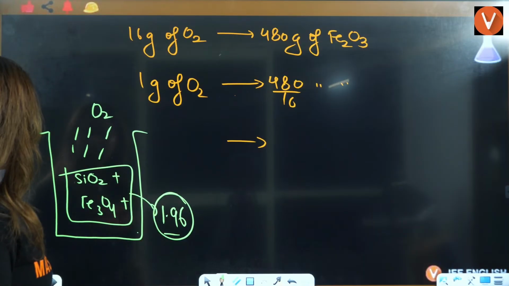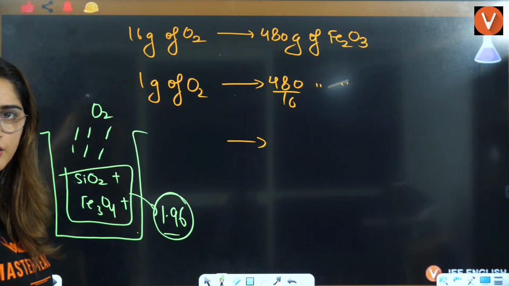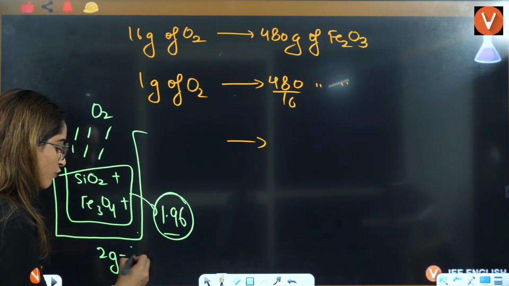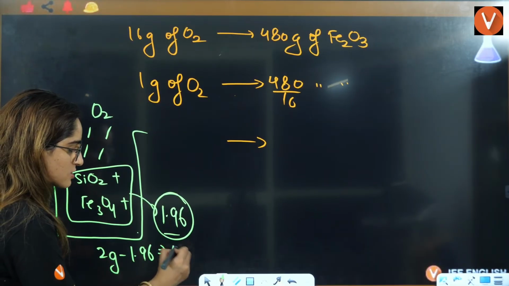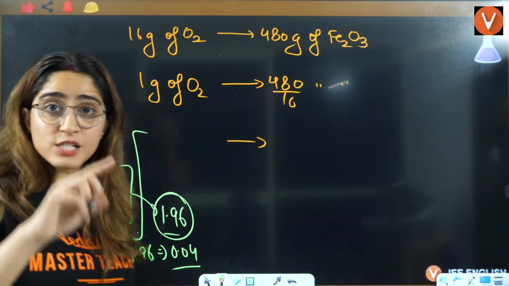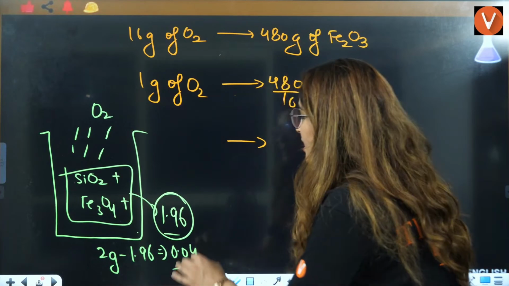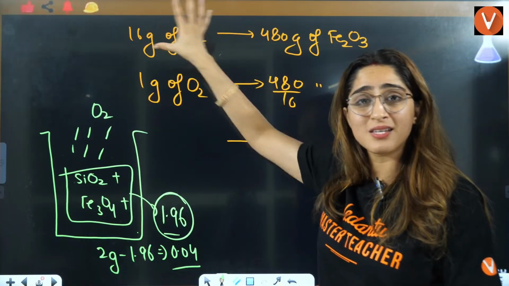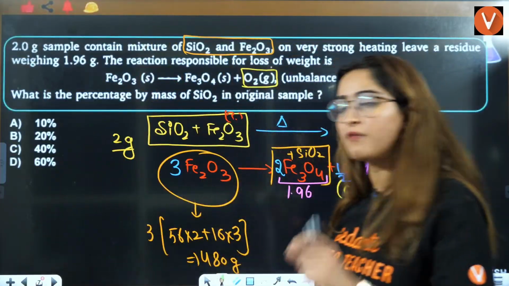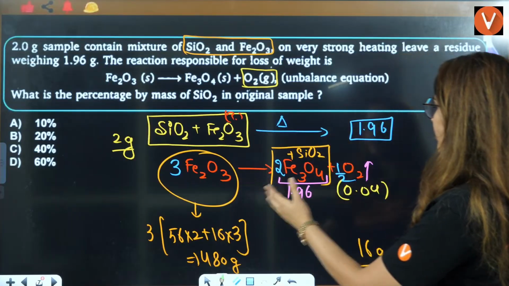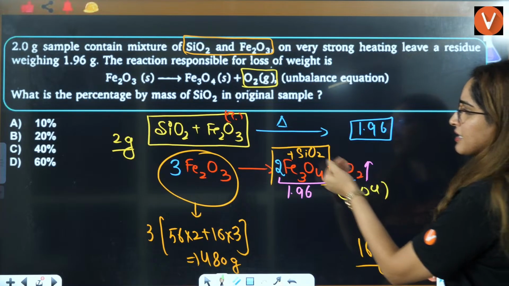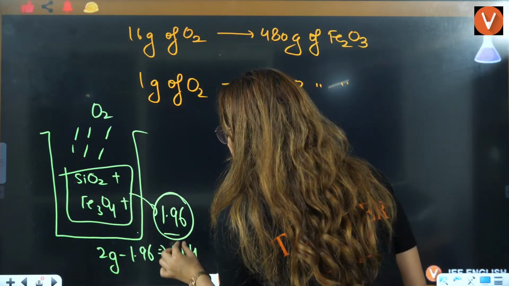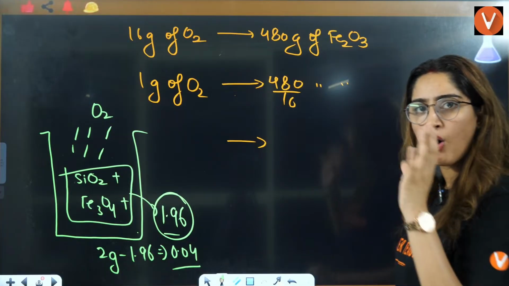In total, they said that you had 2 grams. So 2 minus 1.96, the O2 is nothing but 0.04. That's why we are applying the unitary method here, that if the oxygen is 0.04, then this is in 16 gram. This is the stoichiometry that we are applying. First, we take the standard condition, that 16 gram is going to give you 480 gram of Fe2O3. Then, in the question, we have 0.04 gram of oxygen.